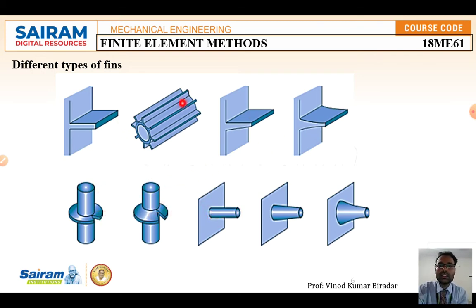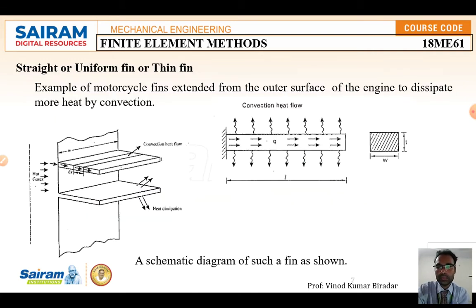These are the different types of fins used while designing a component. Because of these fins we increase the heat transfer rate around the surrounding or around the material. That is the main benefit of using this fin element. We also have numerical problems on this topic, that is the fin chapter. It is also called a straight fin, uniform fin, or thin fin.